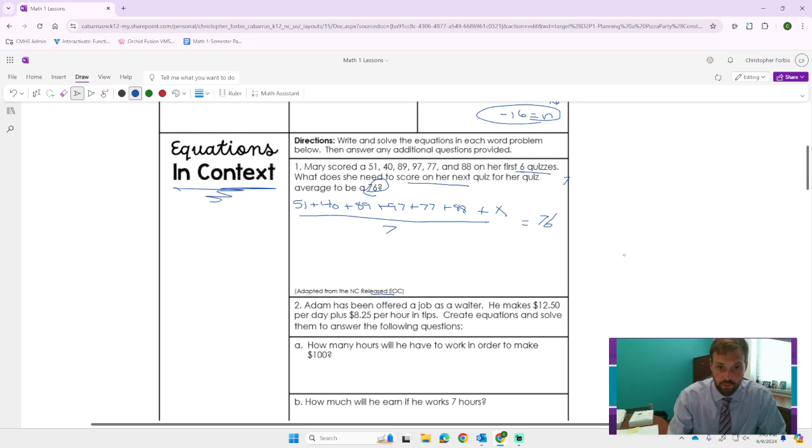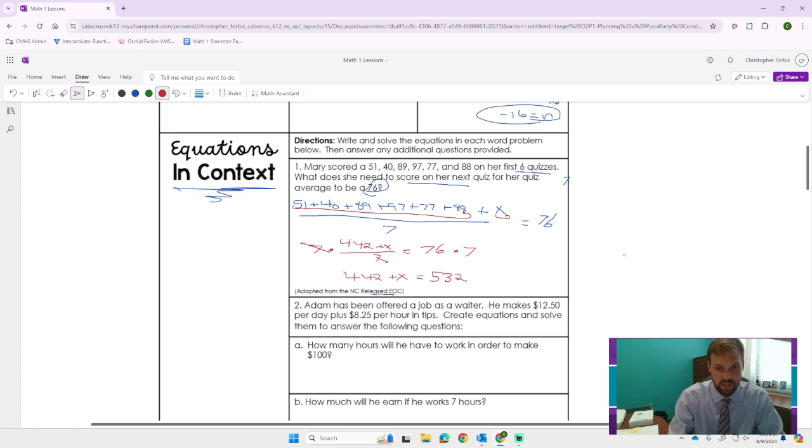So, in order to do this, it's pretty straightforward. We want to get X by itself. It's all about getting X by itself. So what I can do is simplify all that down, which when I did it in my calculator, I got 442 plus X divided by 7 equals 76. And then it's all about getting X by itself. So I'd multiply both sides by 7 to get rid of the denominator. And I'm getting 442 plus X equals, I'm getting 532 for this value.